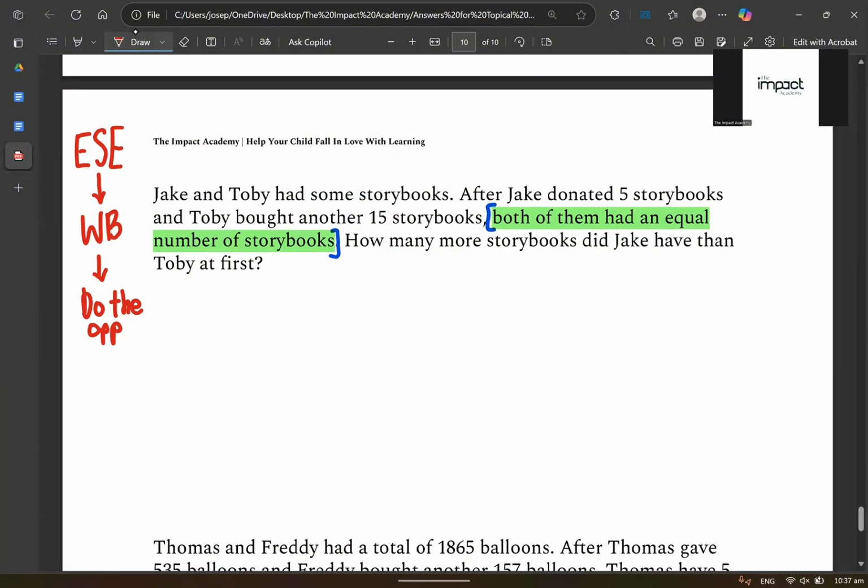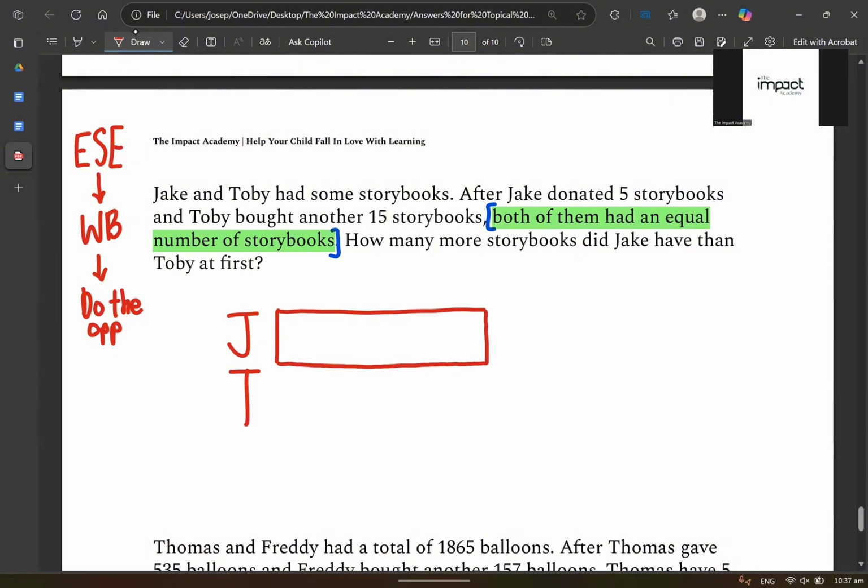Very good. So what we're going to write is that equal. When I say equal, maybe you share with me what kind of model are you going to draw? The model has to be the same. Very good. Jake and Toby, equal. So we are going to make sure that the model is drawn the same. Am I making sense? The model needs to be fat.